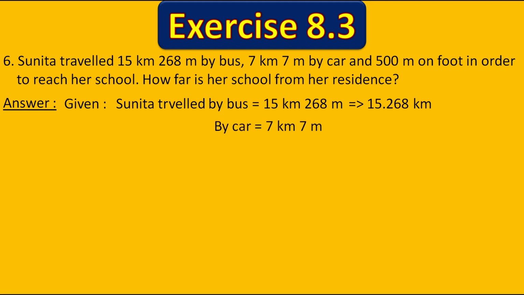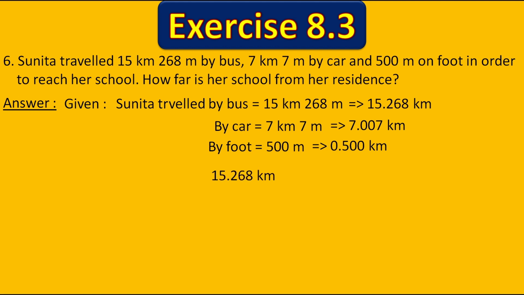Okay, and she traveled by car 7 kilometers 7 meter, which can be written as 7.007 kilometer, and by foot she went 500 meter. Okay, so this can be written as 0.500 kilometer. Okay, now let's add them. 15.268 kilometer, 7.007 kilometer, and 0.500 kilometer.